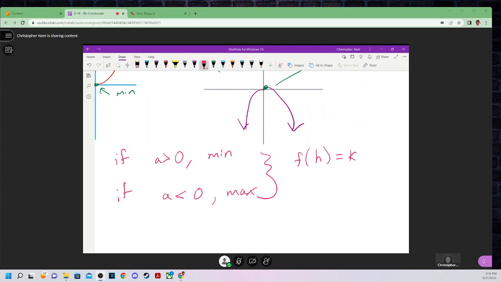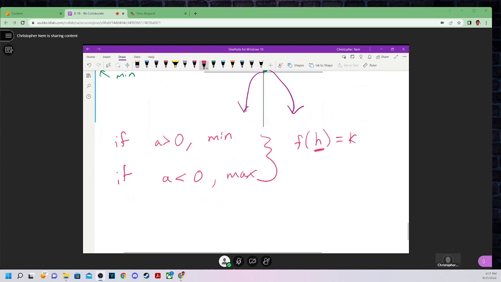This means that wherever your vertex is, the x value of your vertex is going to be the x value of your maximum or minimum. But to calculate your max and min, you have to plug in the h, or your x value for your vertex, into your function. Once you plug it into your function, you will get your minimum, or you will get your maximum.